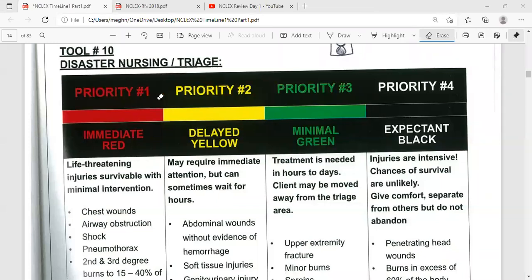So here, the triage we categorized priority 1, 2, 3, and 4. First of all, let me tell about what is disaster nursing. Disaster nursing can be defined as the adaptation of professional nursing knowledge, skill, and attitude in recognizing and meeting the nursing or health and emotional need of disaster environment or situations.